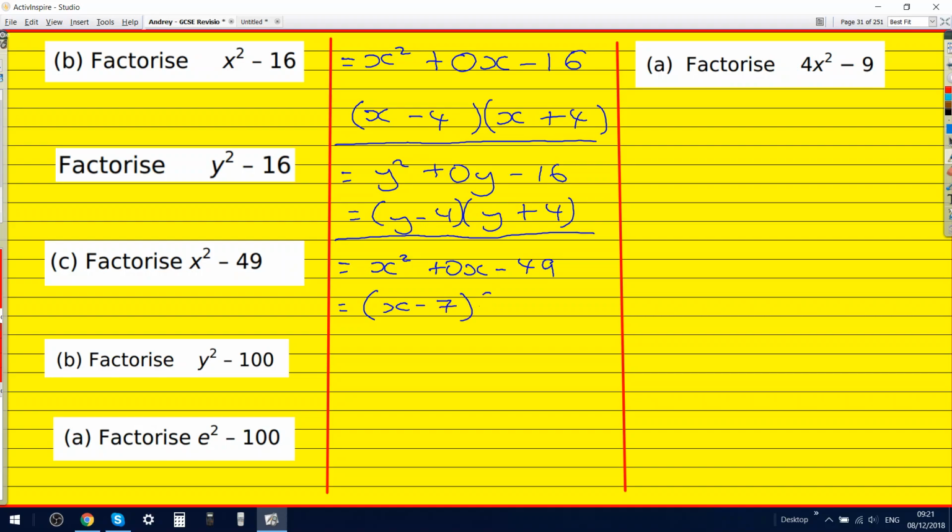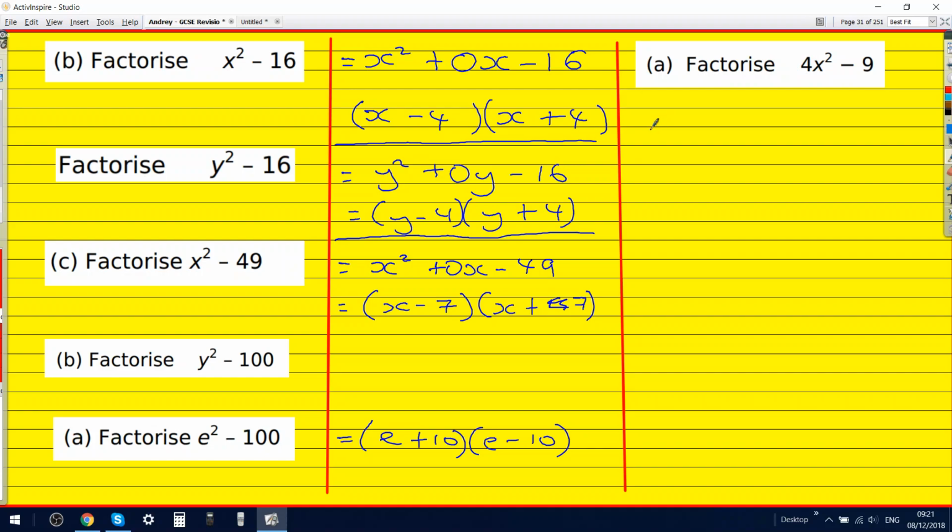Yeah. And so you can see it's always square root of the first, which is x, square root of the second, and you change the sign in the middle. Yeah. How about the last one? See if you can do it in one go. Okay, so e plus 10 and e minus 10. Yeah. And top right.